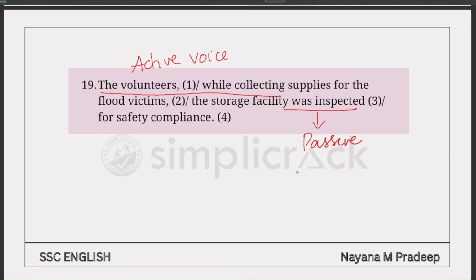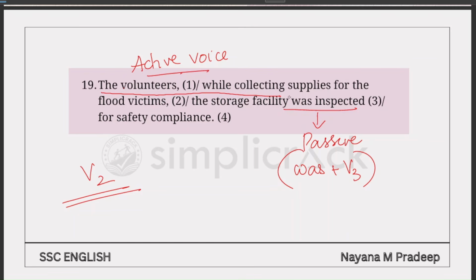Why is it the passive voice here? Because here you have the auxiliary verb plus the V3 form. Instead, it should have simply been the V2 form, because it began with the active voice. You have the subject placed at the beginning. Who is collecting supplies? The volunteers are collecting supplies. Who is inspecting the storage facility? The volunteers are inspecting the storage facility. So the volunteers, or the subject, comes first in the sentence, so it has to be written in the active voice.